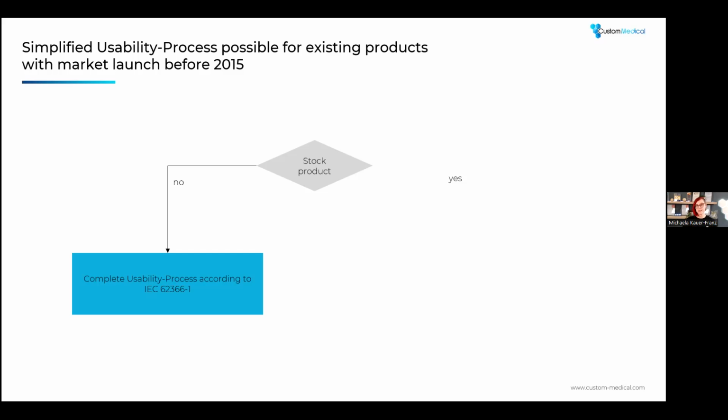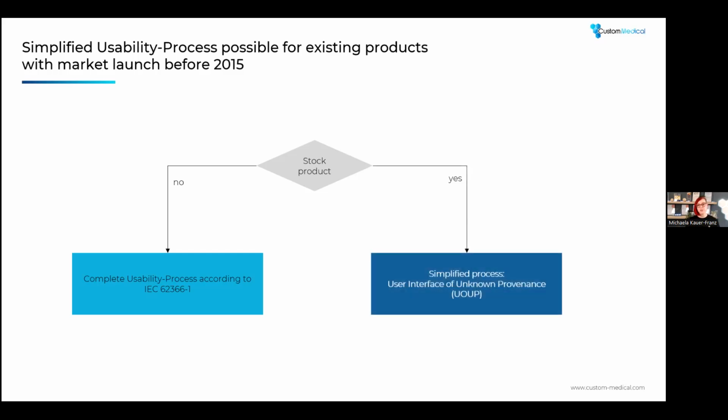If you say yes, it's an old product, or we have already published this before 2015, then you can use the simplified process. This is normally known as the UP process, so the user interface of unknown provenance process. If you hear that in the future, this process is your friend.